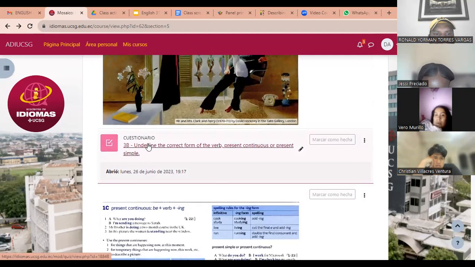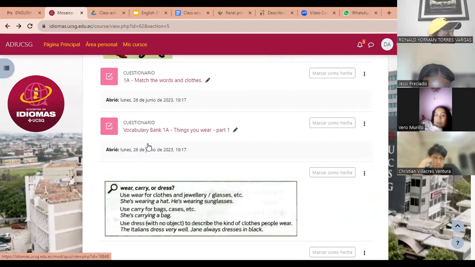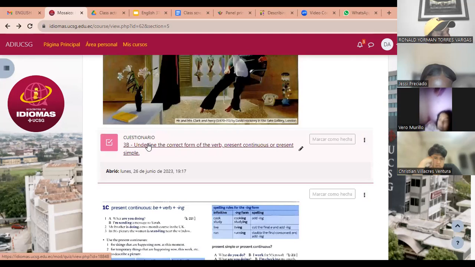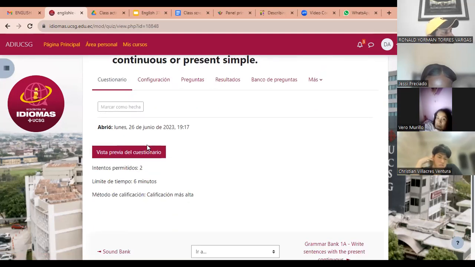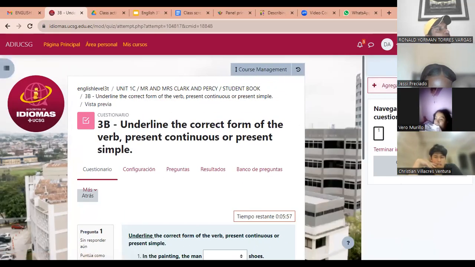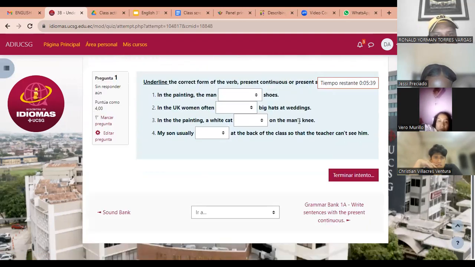Now, let's try the first practice. Let me see if there's something else, things you wear. And this is 3B, I think, right? So this is the first practice. And they are asking us to underline the correct form of the verb. Is it present continuous or present simple? And what is the difference between present continuous and present simple? When do we use present continuous? And when do we use present simple?